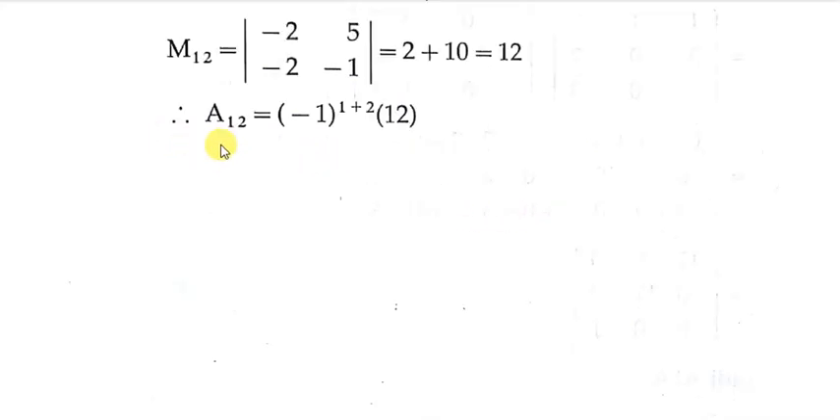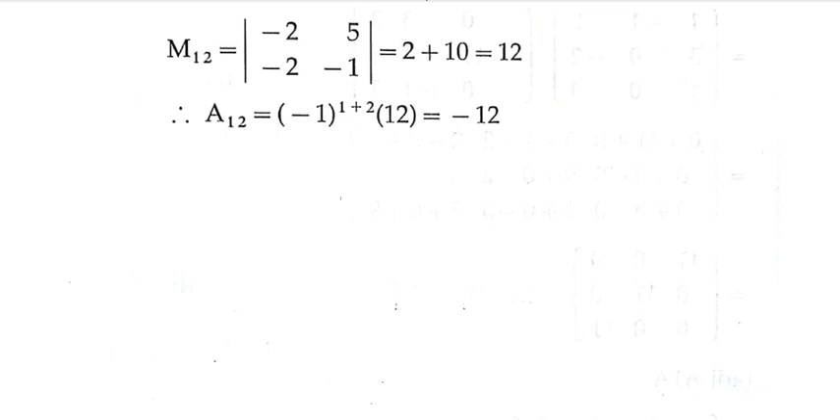So therefore the cofactor A12 is equal to minus 1 raised to 1 plus 2 into M12, that is 12. Therefore it is equal to minus 12. Because the addition of 1 plus 2 is 3, and minus 1 raised to 3 is an odd number, and it gives a negative sign. Therefore we got minus 12.